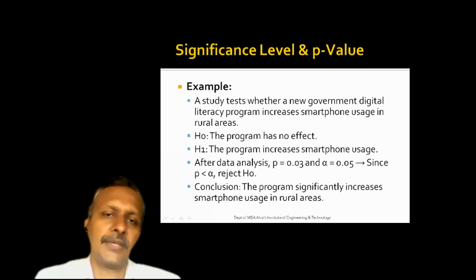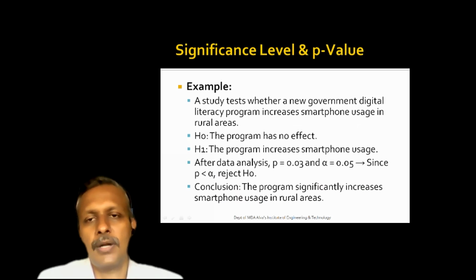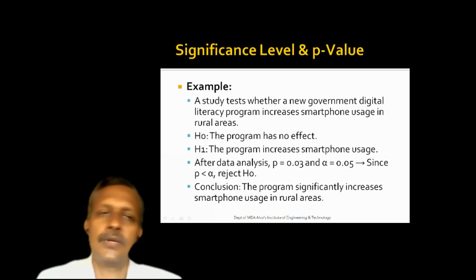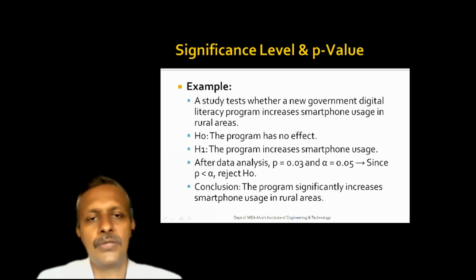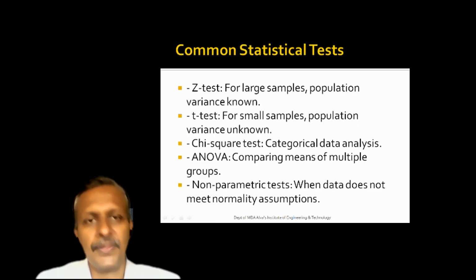An example could be a study testing whether a new government digital literacy program increases smartphone usage in rural areas. Here in this example, H0 would be the program has no effect, and H1 would be the program increases smartphone usage. After analysis, if the p-value is less than 0.05, that is alpha, we conclude the program is significantly increasing smartphone usage in rural areas.